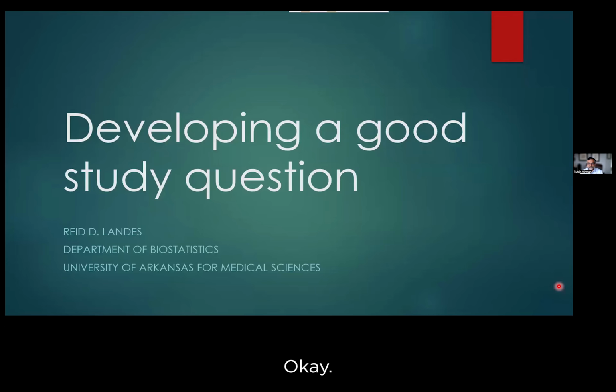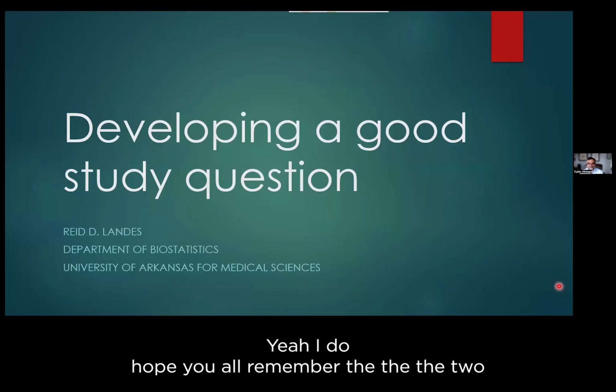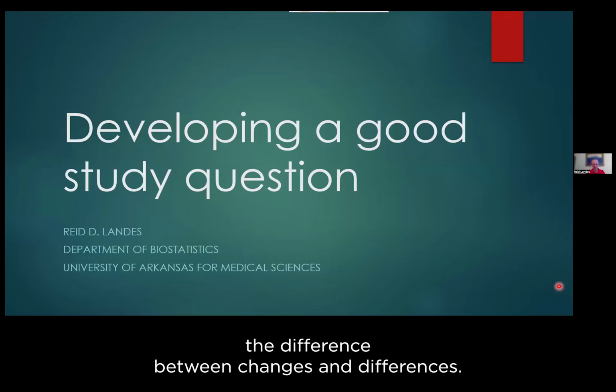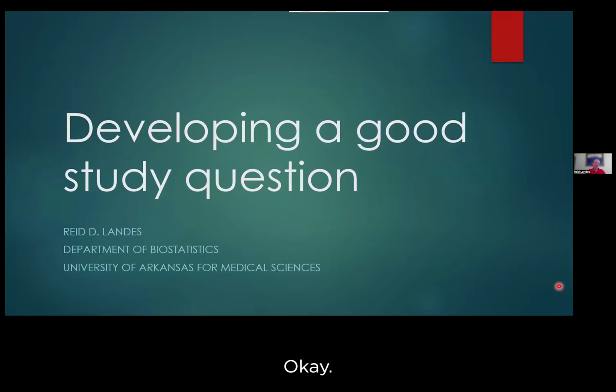Okay. Yeah, I do hope y'all remember the two before and after shots. I hope you can use that to remember the difference between changes and differences. Okay, I'm done.